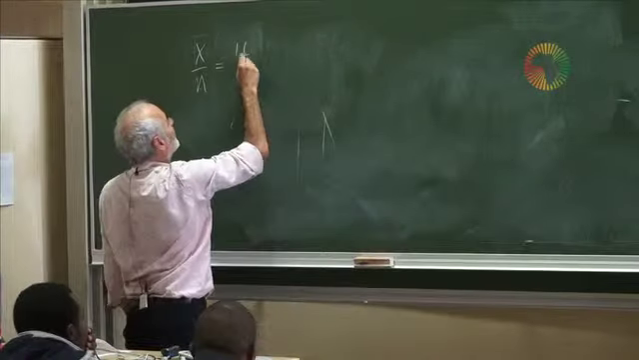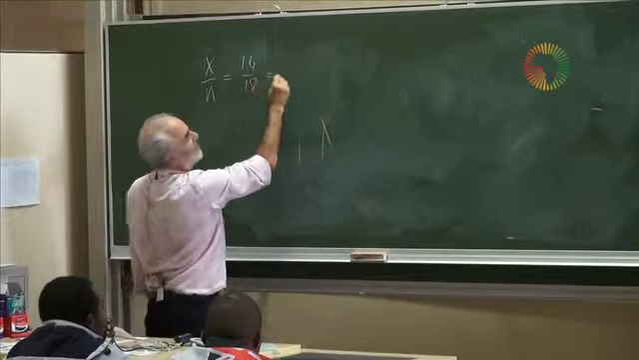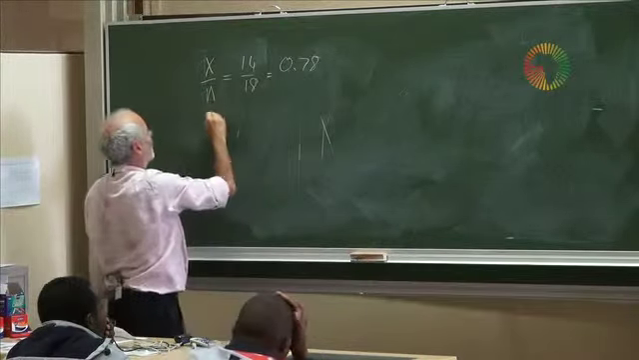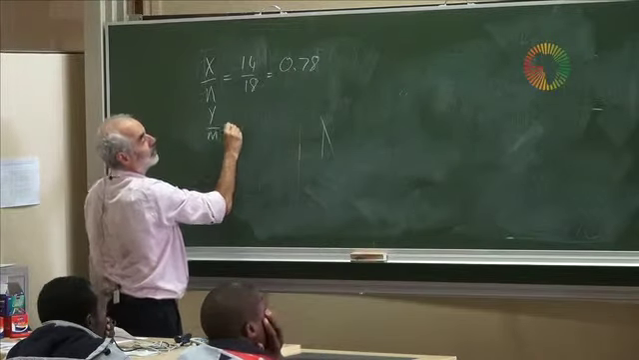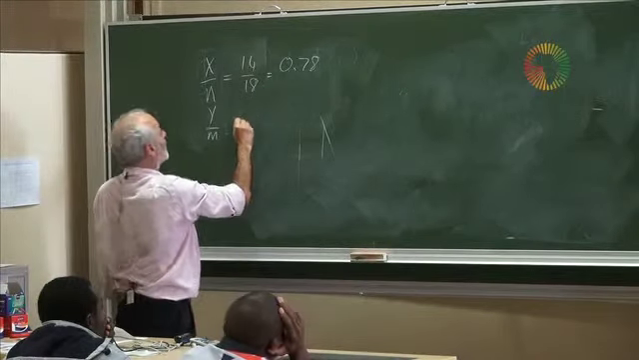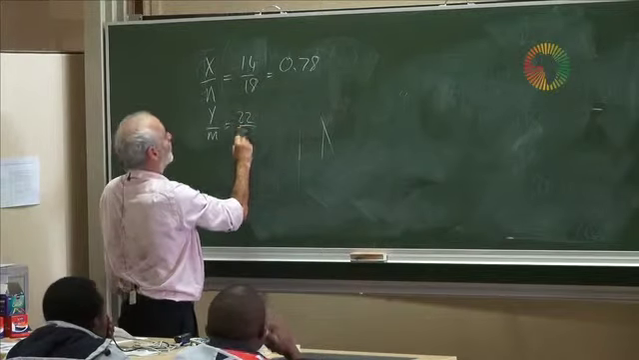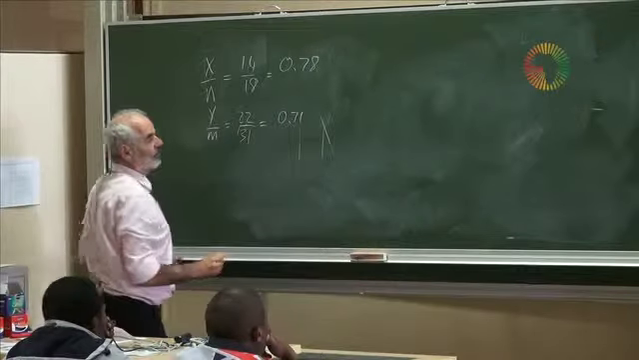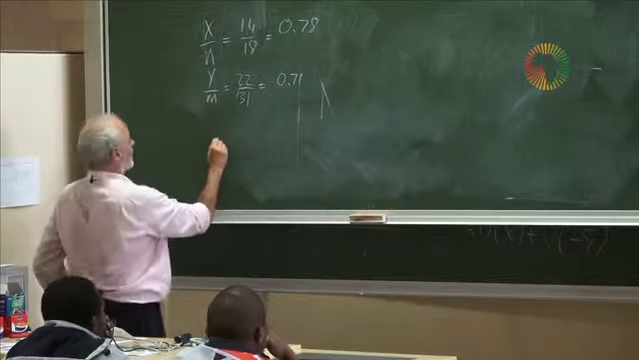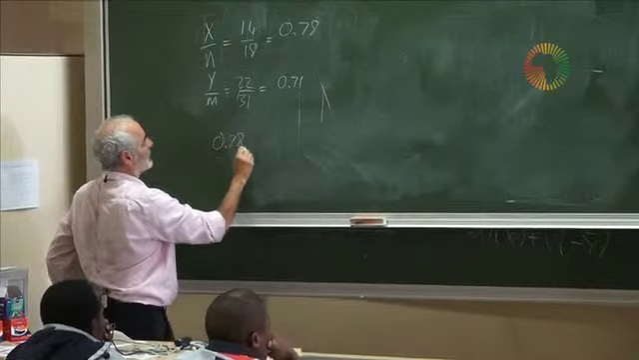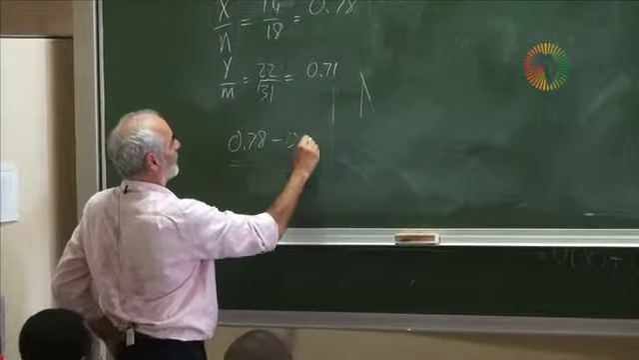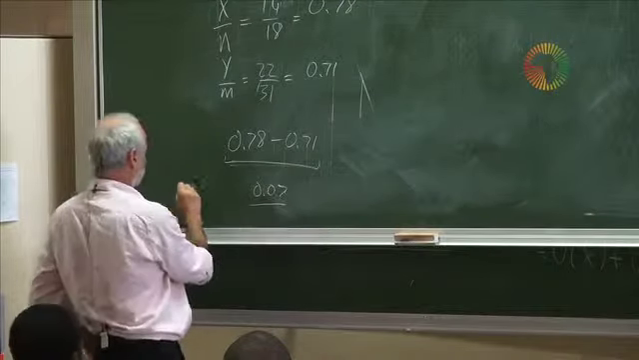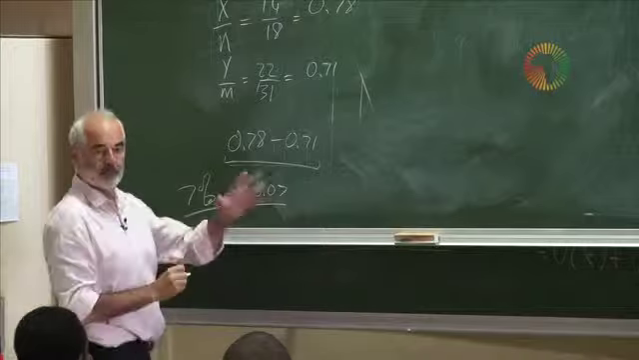Yeah, 14 over 18, which is equal to 0.78. Okay, what's y over n? Yeah, 22 over 31, which is equal to 0.71. Okay, so the first bit of the formula is 0.78 minus 0.71. So our estimate is 0.07, so a 7% difference.